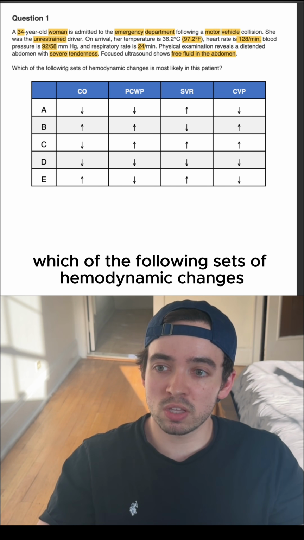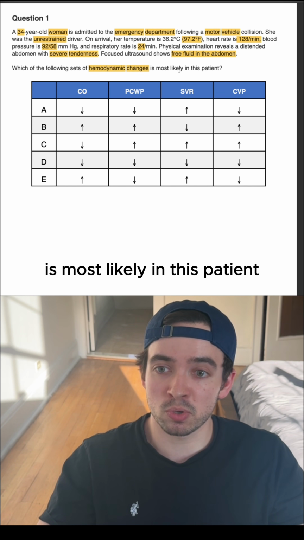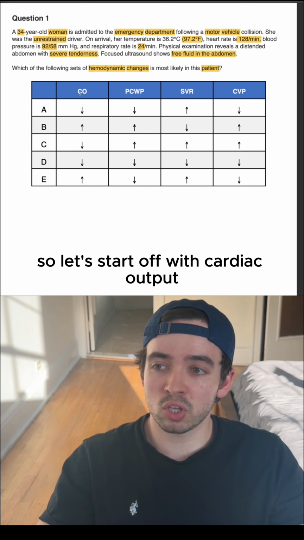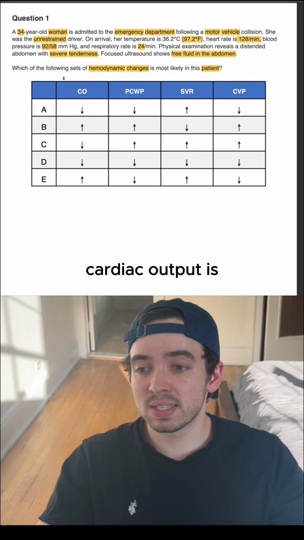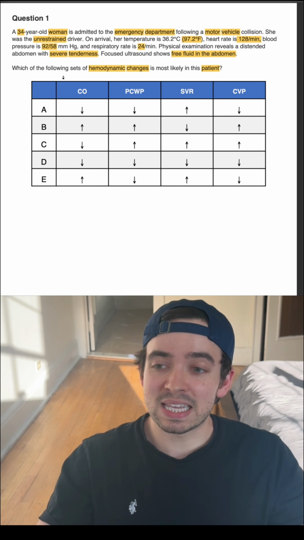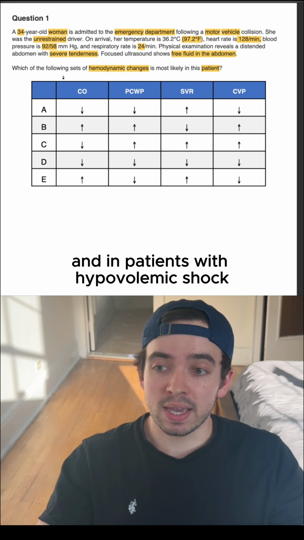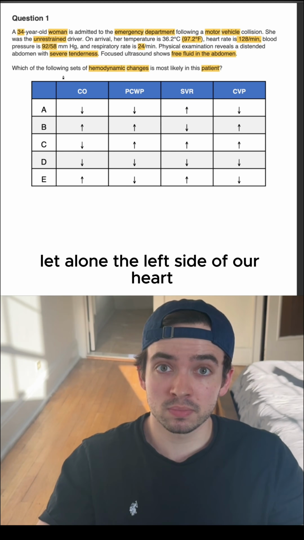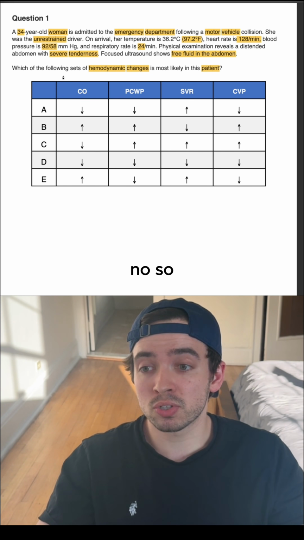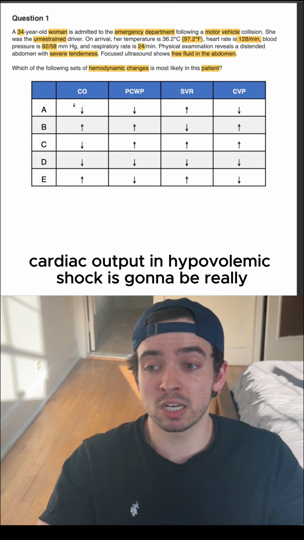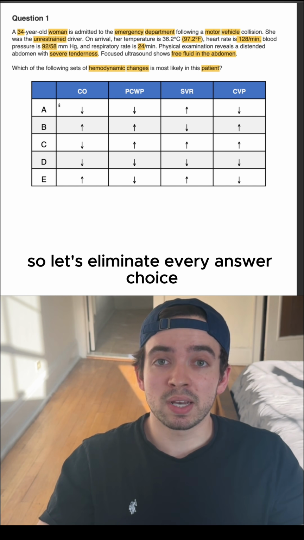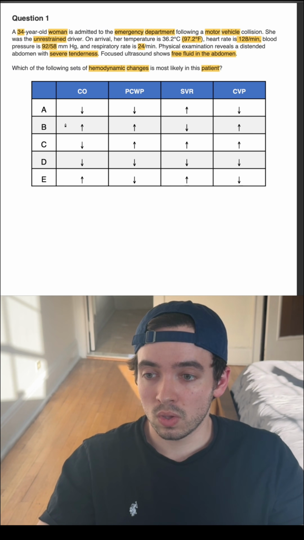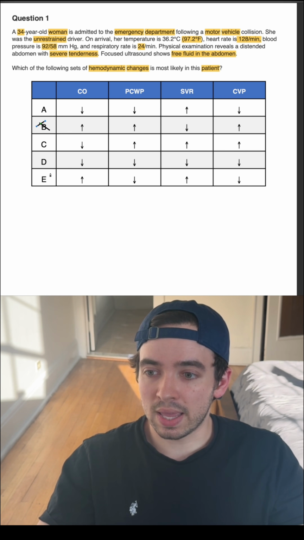And it's asking which of the following sets of hemodynamic changes is most likely in this patient. So let's start off with cardiac output. Cardiac output is how much blood is leaving the left ventricle. And in patients with hypovolemic shock, do you think we have any blood flow coming to the right side of our heart, let alone the left side of our heart? No, so cardiac output in hypovolemic shock is gonna be really, really low. So let's eliminate every answer choice with an increased arrow, which is B and E.